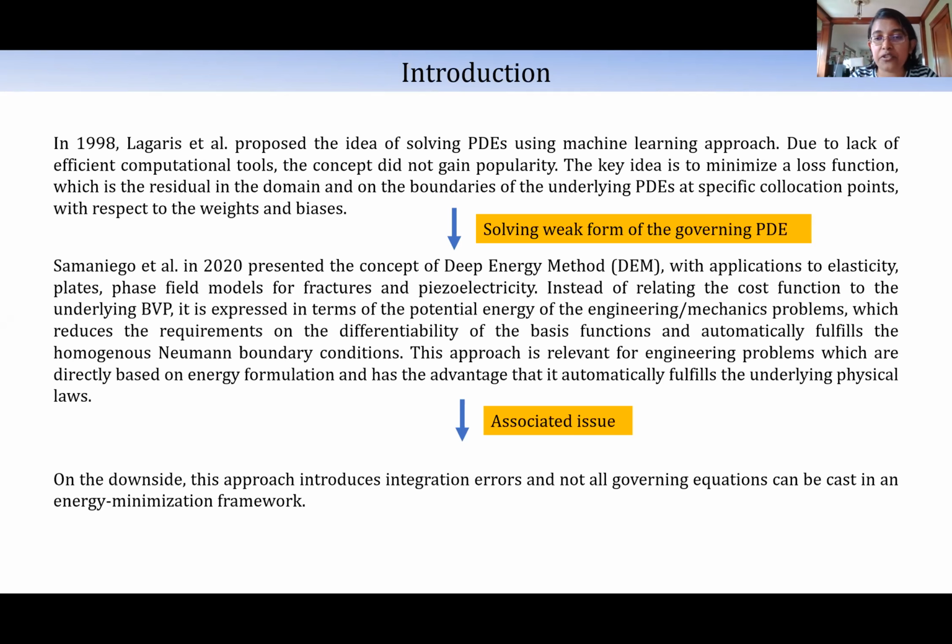This approach is relevant to engineering problems which are directly based on energy formulation, like the phase field modeling of fracture, and has the advantage that it automatically fulfills the underlying physical laws. However, this approach has an associated issue. The downside of this approach is that it introduces integration errors, and not all governing equations can be cast in the form of an energy minimization framework.